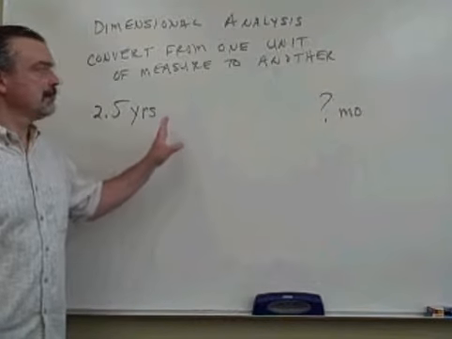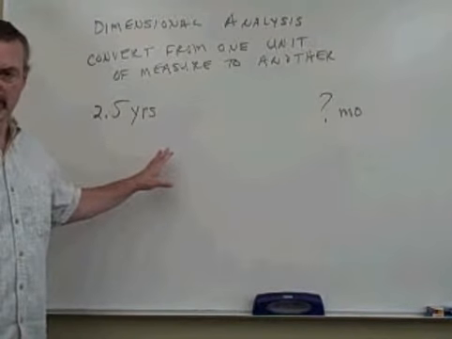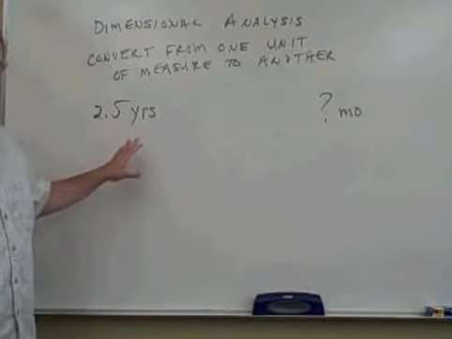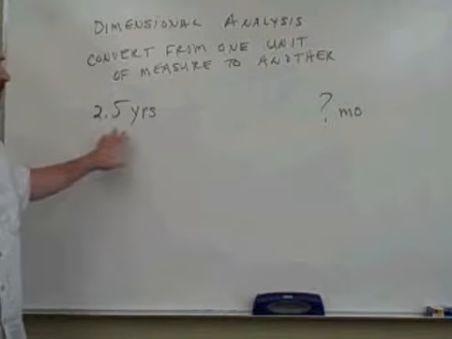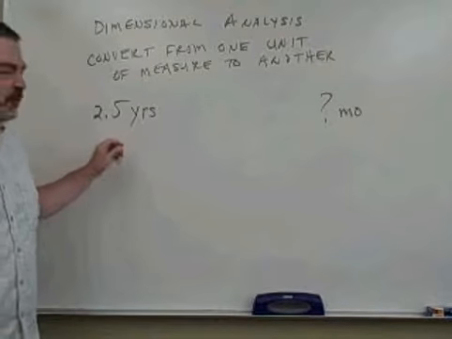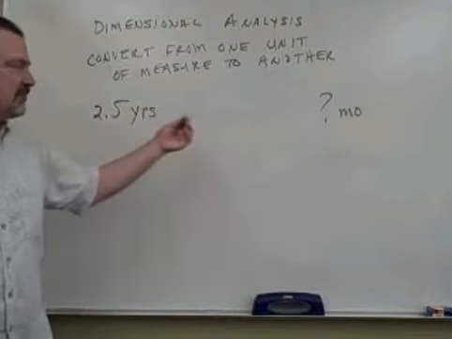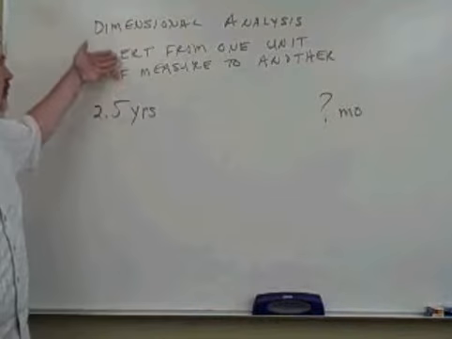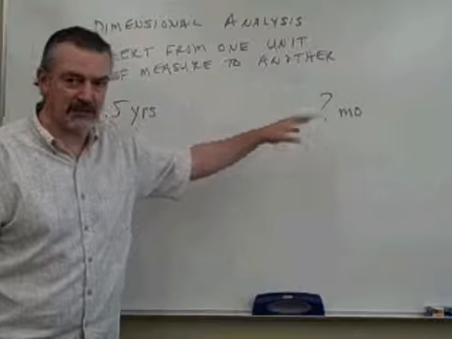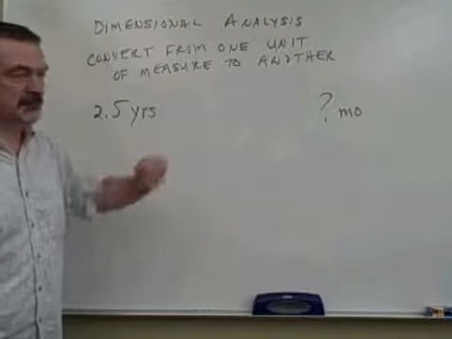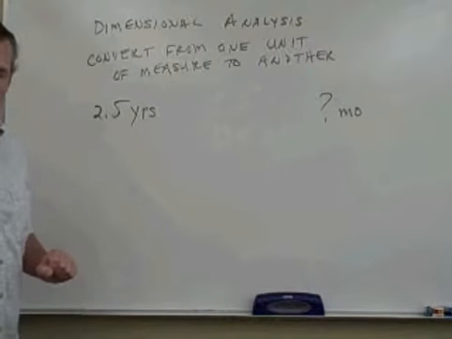Let's look at this unit of measure conversion problem. We want to know what is the equivalent number of months if you have 2.5 years. So we want to convert 2.5 years into months. We're converting from one unit of measure, years, to another, months. So we're going to use this process called dimensional analysis.